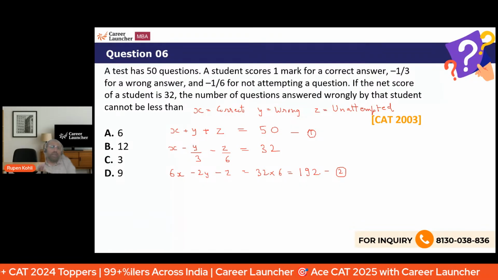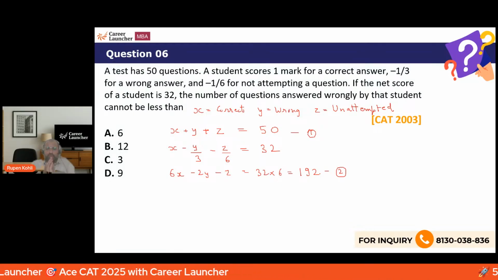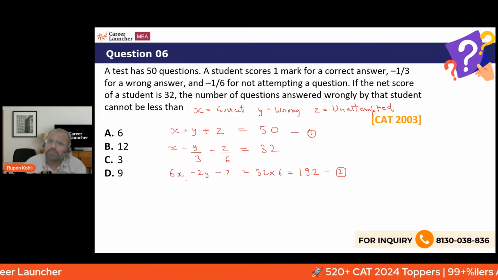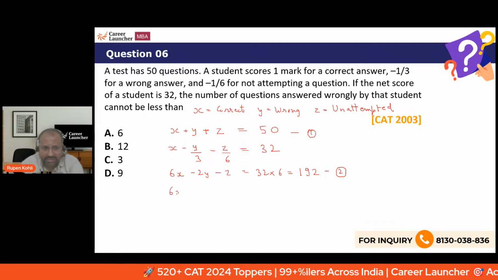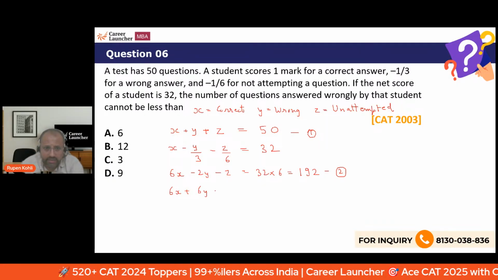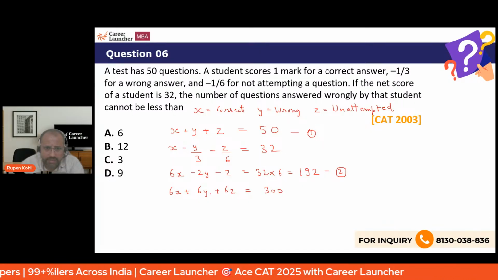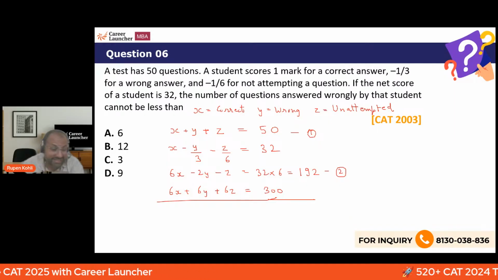Let me choose to eliminate any of the other two variables, because I have to analyze on y, right? Okay, let's do one thing. Let's multiply the first equation with 6 and eliminate x. So I can say that 6x plus 6y plus 6z is 6 into 50, which is 300. And then let me subtract the second equation from this one, because this 300 is larger than this 192.